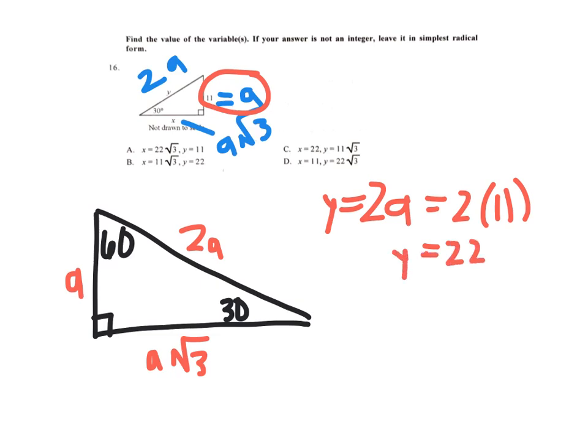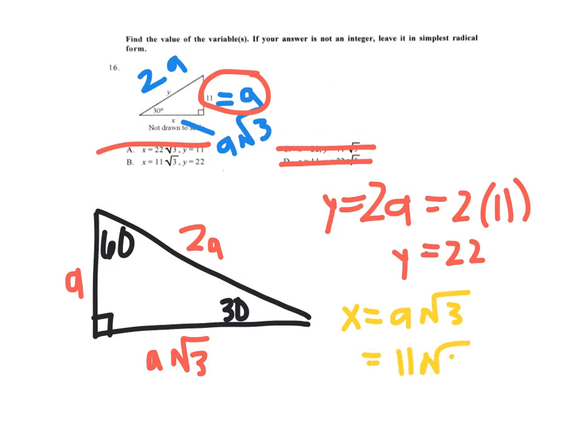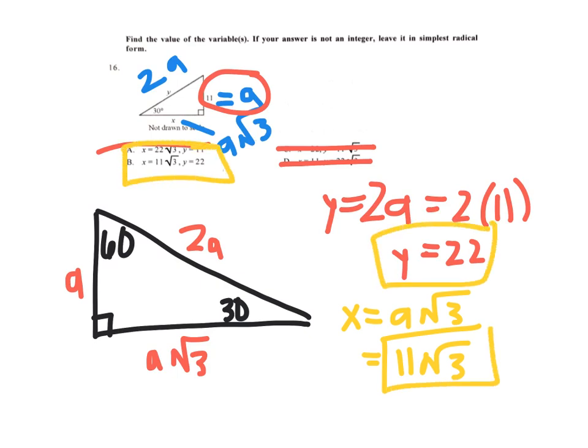So go ahead and cross out anything that doesn't have Y equals 22, which, as it will have it, is 3 options. For good measure, I know X equals A times the square root of 3. A is 11, so I have 11 root 3. That's already in simplest radical form, so I can just go ahead and leave it there. So my final answer is going to be B.